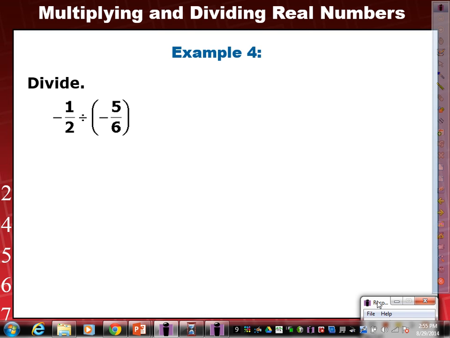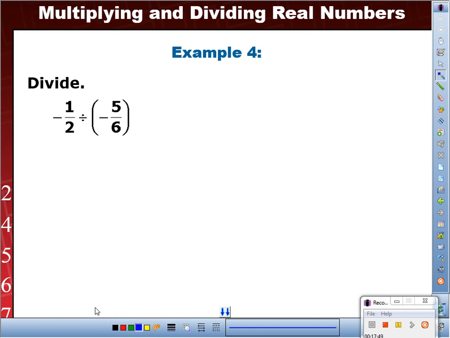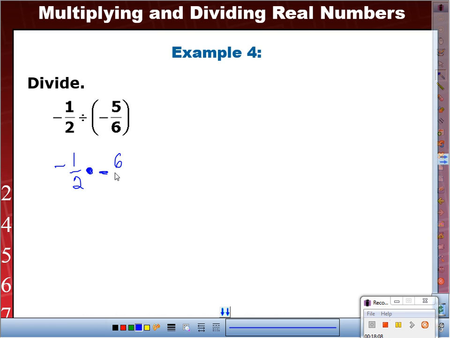Negative 1/2 divided by negative 5 over 6. So the first thing we're going to do, we're going to rewrite this. Let's do this one together. The first fraction stays the same, so keep the first fraction. Change from division to multiplication. And then we write the reciprocal. What is the reciprocal of negative 6 over 5?